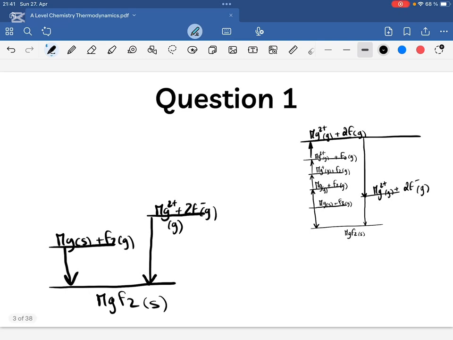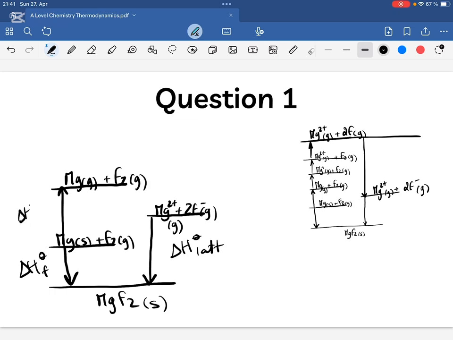Now, before I continue, let's first specify what each step refers to. This is the delta H formation, and this is the delta H of the lattice energy. Now, I'm going to put an arrow upward, and I'm going to put the magnesium gas plus the F2 gas, and this is the enthalpy of atomization of magnesium. And then I have the ionization energy, so I have to remove an electron from magnesium, and this is ionization energy 1. We're going to form Mg+ gas plus F2 gas.